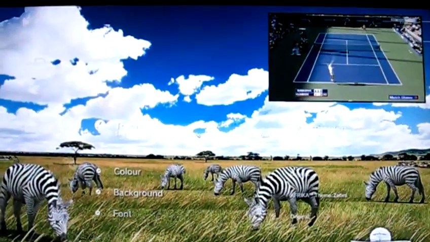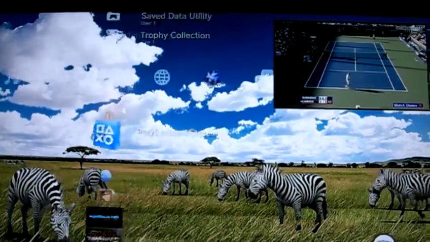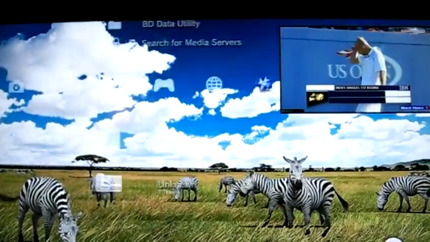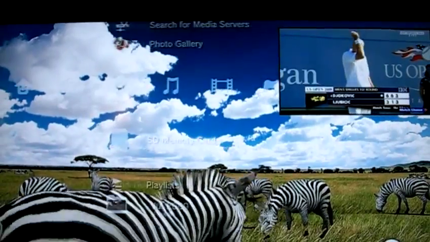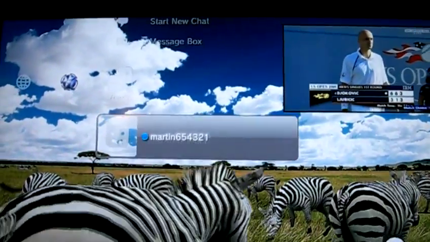And there we go. So, if you're a fan of zebras, the desert, moving sky, whatever else is in this, then this is the theme for you. If you don't like any of that, then by all means pay $2.99 for some little moving rucksack around the screen.